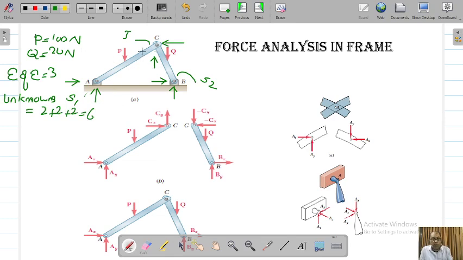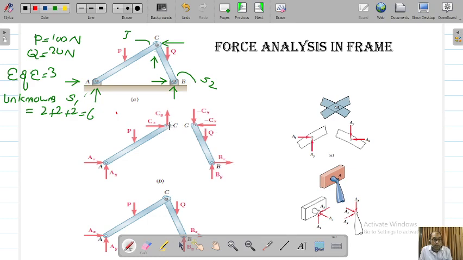So what we will do is try to separate this member AC and this member CB from this common joint. When we do that, just visualize this member. Here it was a pin, so 2 reactions. Here is another pin, so we have 2 reactions, and this is force P acting over here. And then we have another joint over here. We will separate it, and we will say this is Cx and Cy.